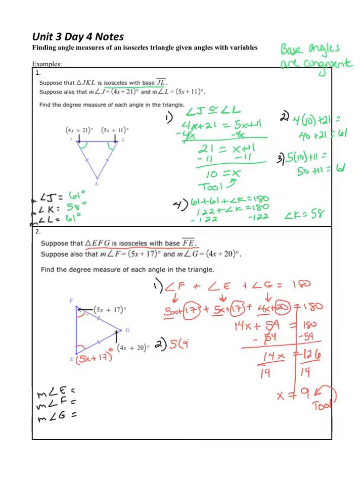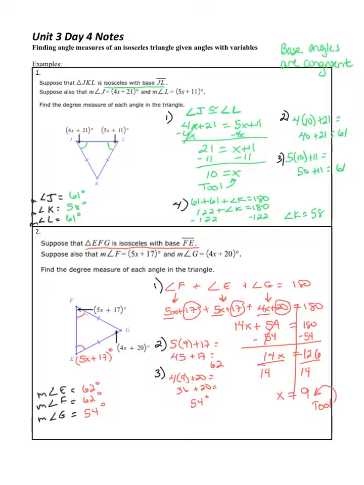5 times 9 plus 17 equals 45 plus 17 equals 62. All right, so the measure of E is 62 degrees, as is the measure of F. They have the same equation, so there's no need to do that same math. Let's do this one. 4 times 9 plus 20 equals 36 plus 20 equals 54.